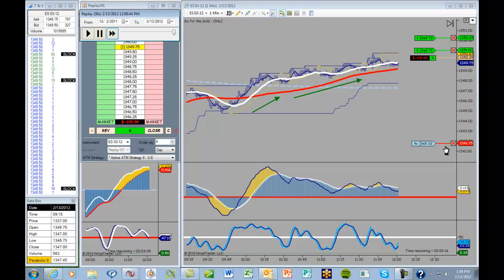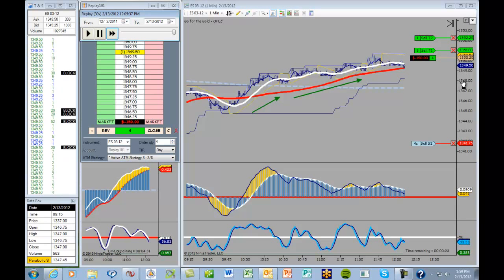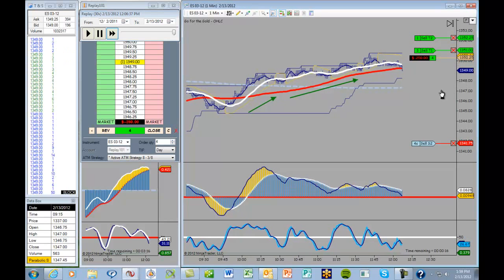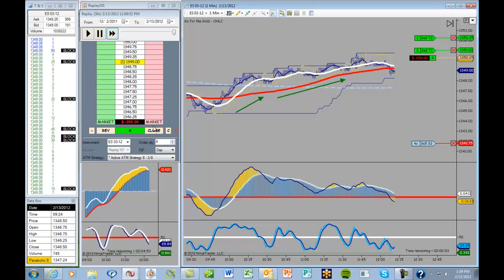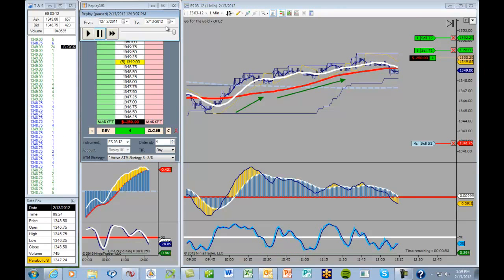Now, you can see our stops way down here. If I was doing this in real time, I'd be trailing the stop somewhere underneath the red moving average right now. Okay. Now, this looks like a losing trade. Looks to me like we're flipping over here.